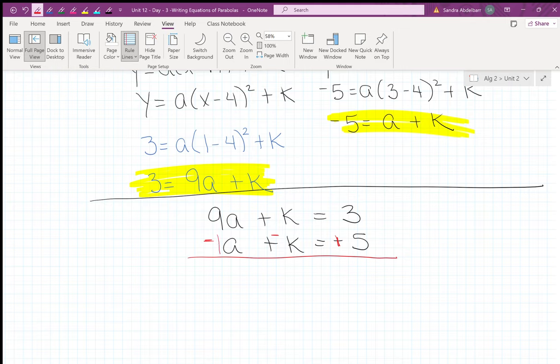9a minus 1a is 8a. Positive k and a negative k cancel. 3 plus 5 is 8. What do we get? a is equal to 1.